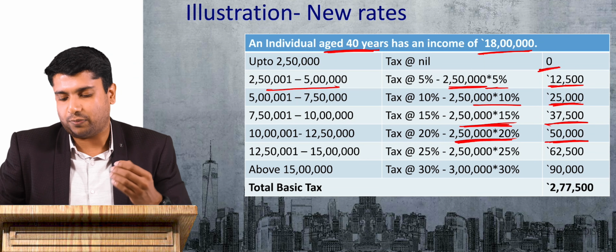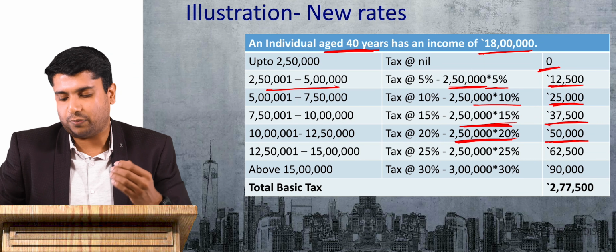So the existing slab rates are still there. An individual has an option: he can either choose the existing slab rates or opt for the new slab rates. The existing slab rates are: up to 2.5 lakhs, your rate is nil. Then from 2.5 to 5, your rate is 5%. Then from 5 to 10, your rate is 20%. Then above 10, your rate is 30%.